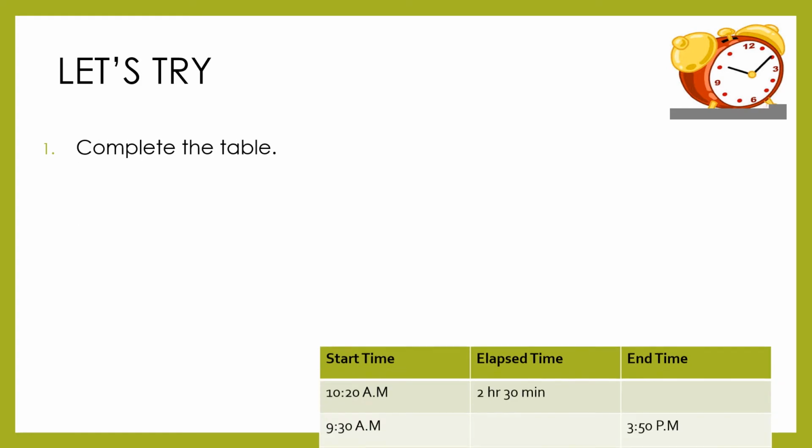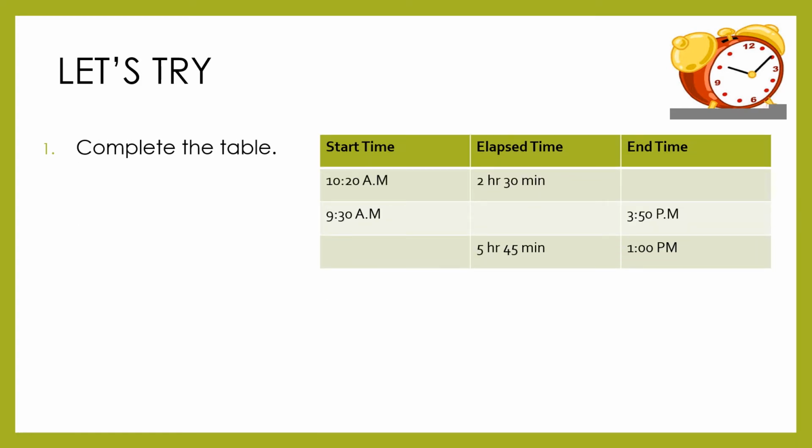Okay, let's try. So we started at 10:20 and our elapsed time is, so we add 10. 10 plus 2, that is 12. And then 20 plus 30 equals 50. So your end time is 12:50 p.m.